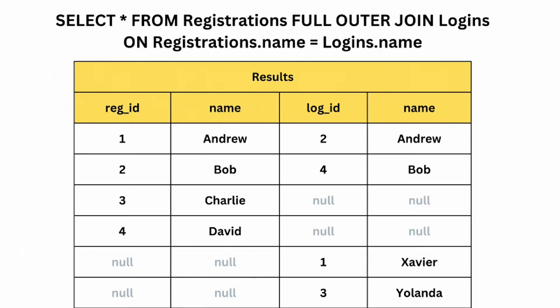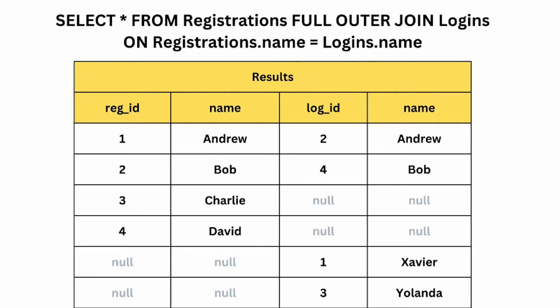Now the issue that arises is that we didn't have a Charlie or David in logins, but we're still asking for everything. So what SQL ends up automatically doing for us is filling this in with null, essentially clarifying to you that there was no value present. So there was no Charlie or David in the logins column.